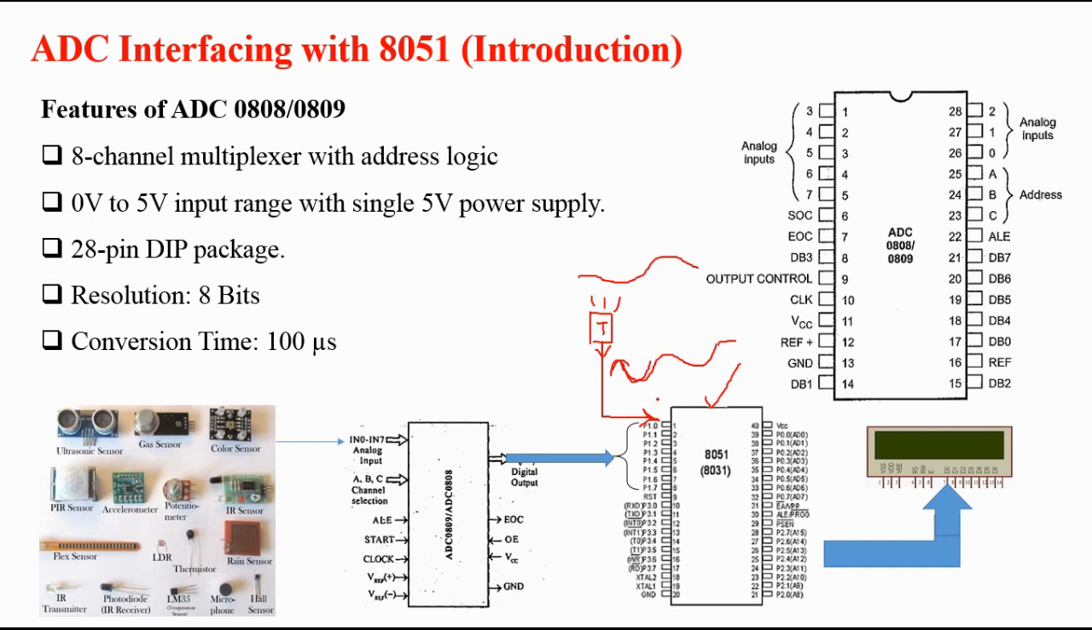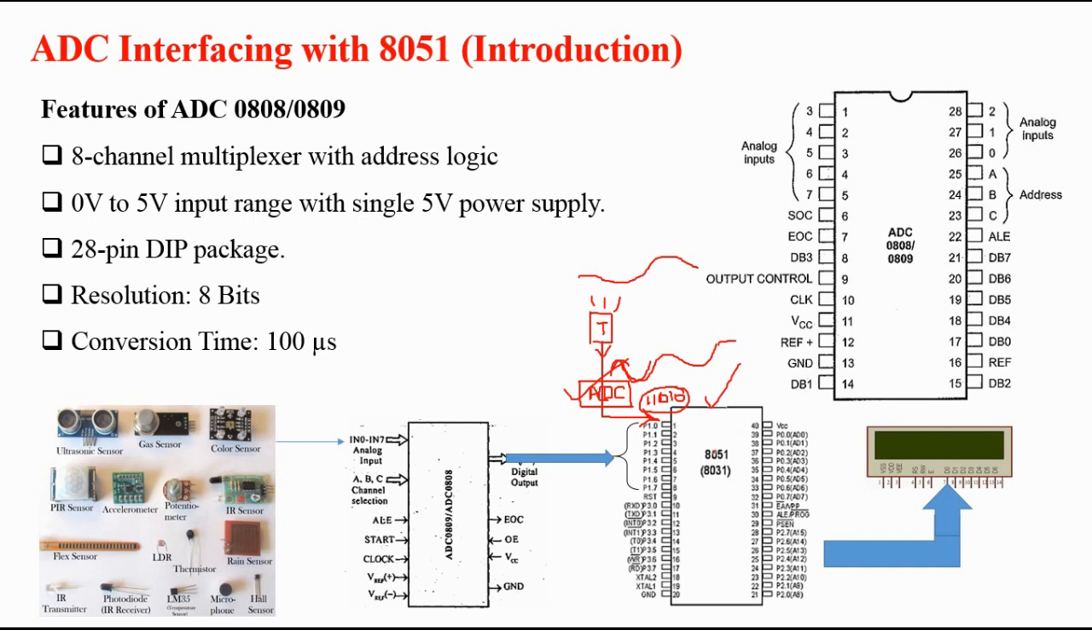or 0. So to interface different types of sensors which give analog output, for that purpose we use an analog to digital converter. The analog to digital converter will sit in between the 8051 and the temperature sensor, which will convert this analog signal into a digital signal. And that digital signal will be given to the 8051. Now the 8051 can process that signal. So this is the role of ADC that we have discussed right now.